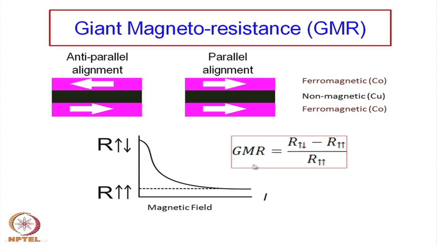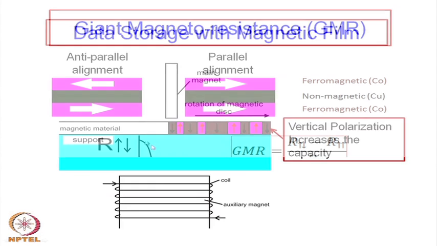The GMR is normally expressed by this kind of coefficient, which determines the extent of GMR. It is very simple: the higher value minus the lower value, divided by the lower value. So, that is another effect so far as magnetism is concerned.